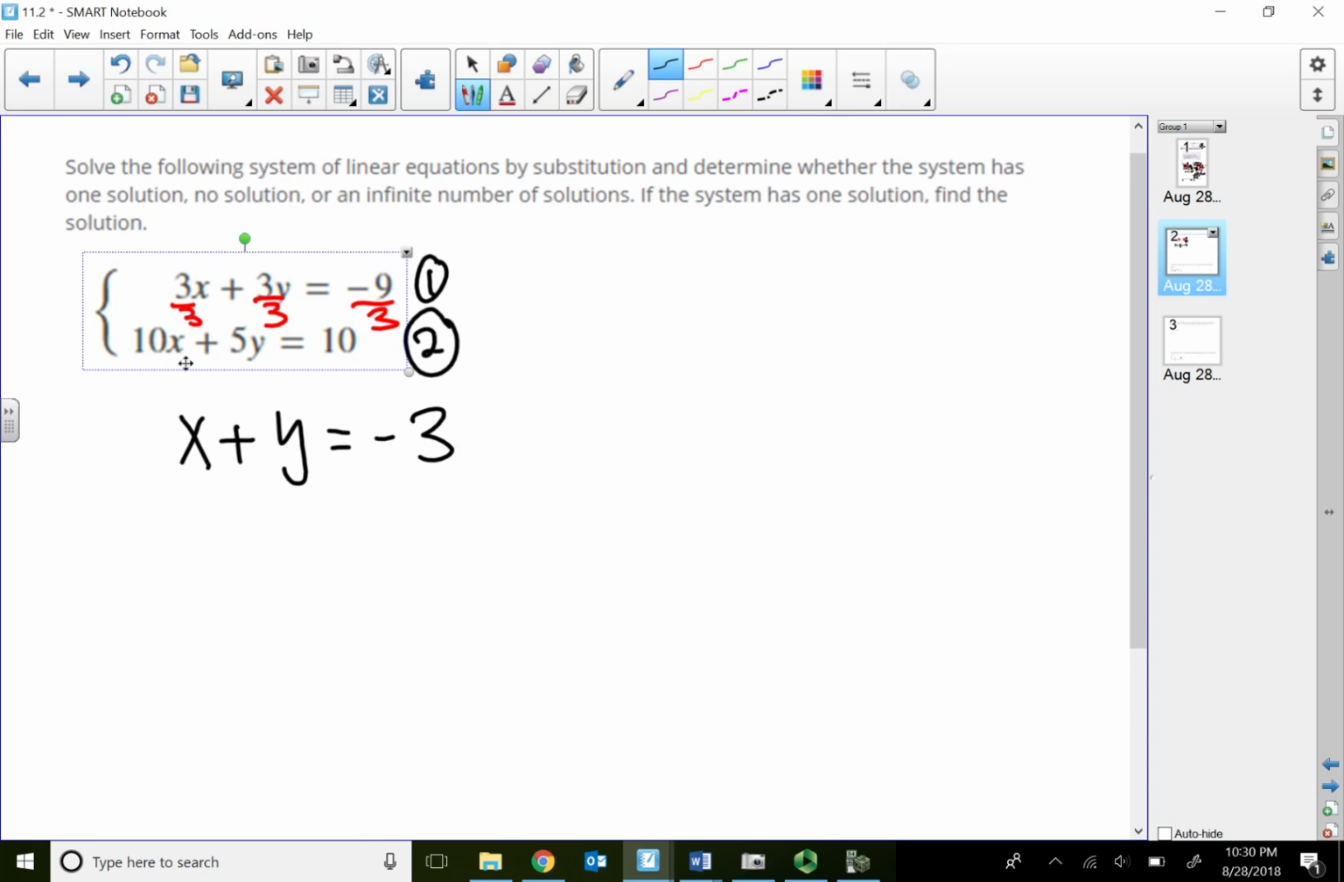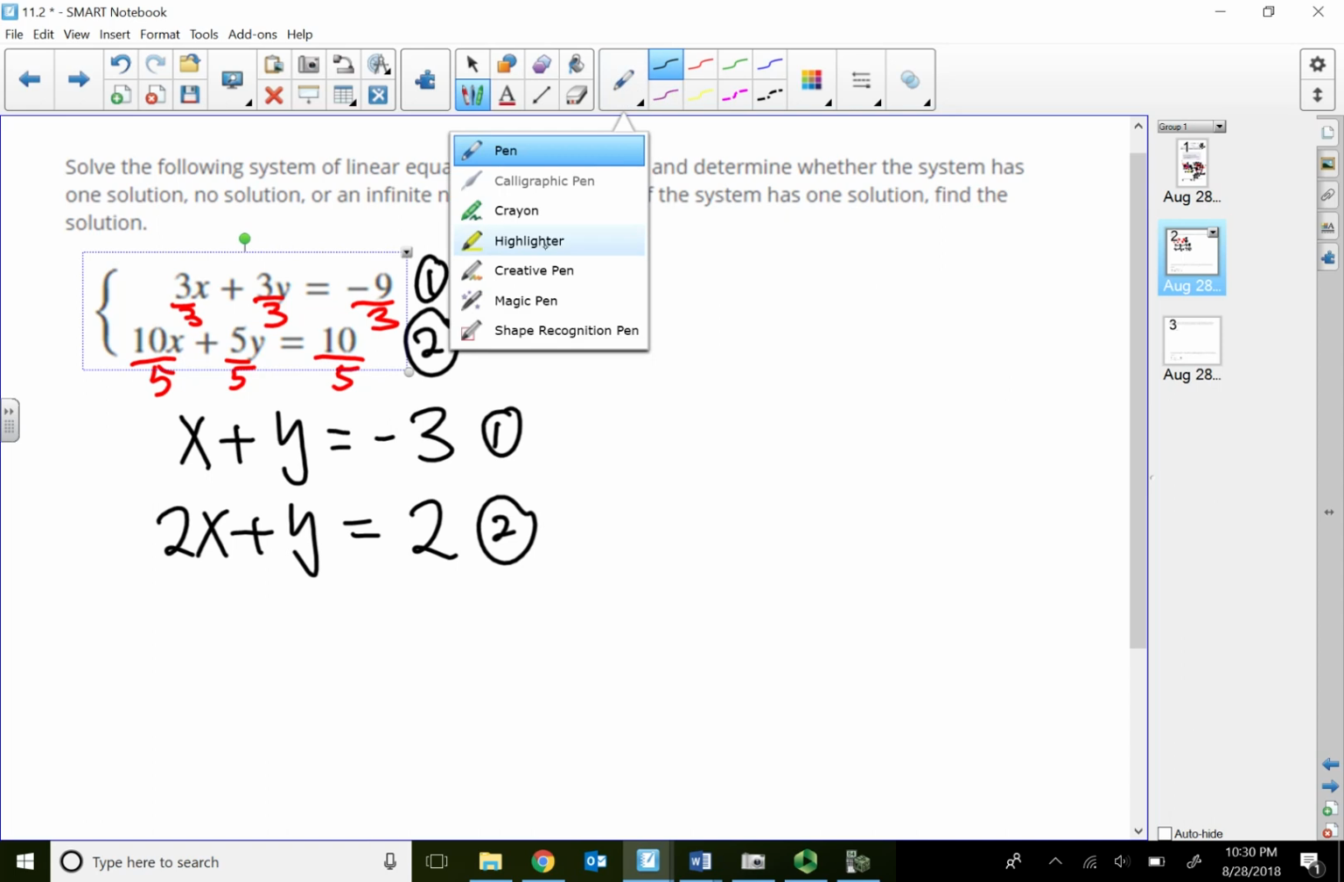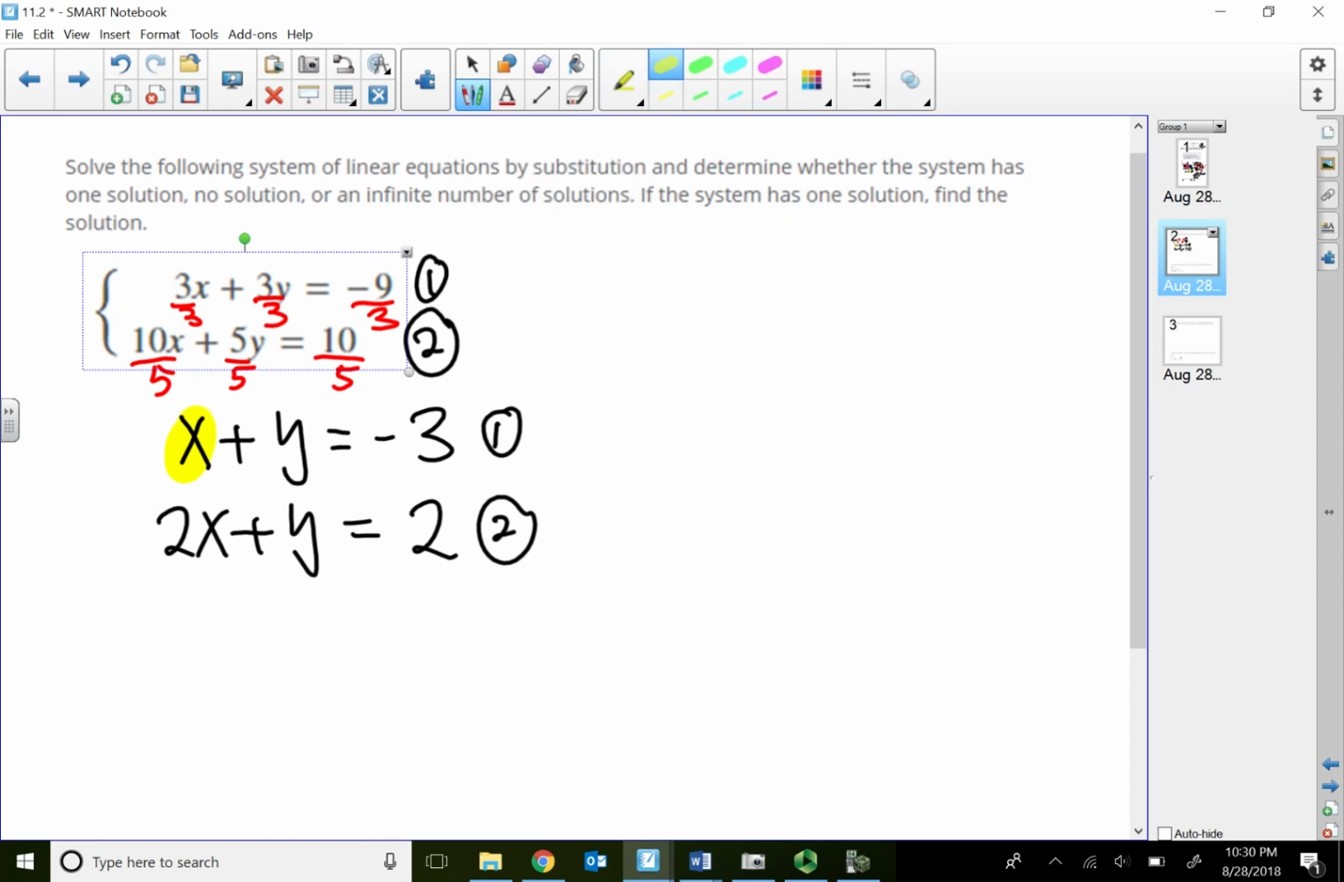All right, my second equation, all three terms are divisible by 5. So I'm going to make my equation look a little bit easier to do. So that gave me 2x plus y equal to 2. So let's call this the original first. This is the original second, okay? So again, I got two variables with a coefficient 1, so I can solve any one of them. So how about this time, I'm going to solve for this x, okay? You can pick any one of them.